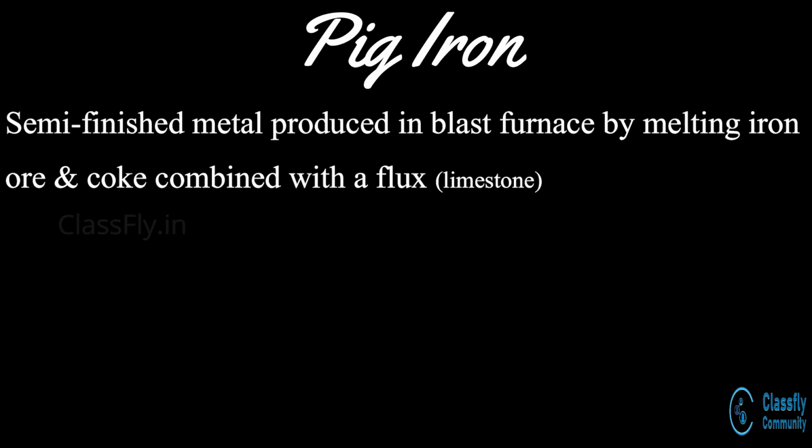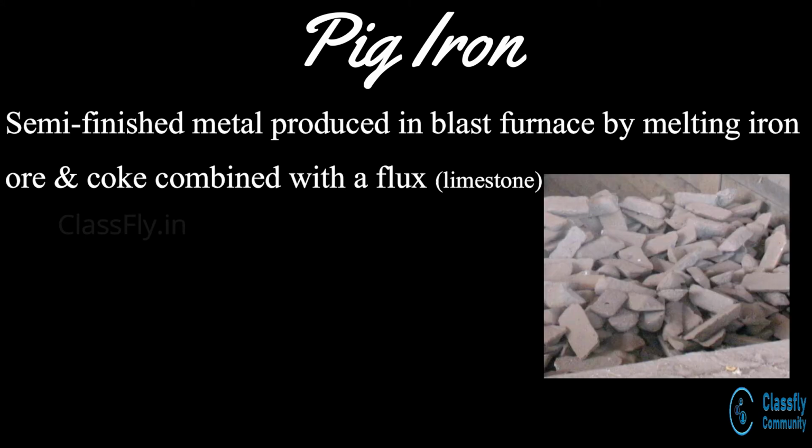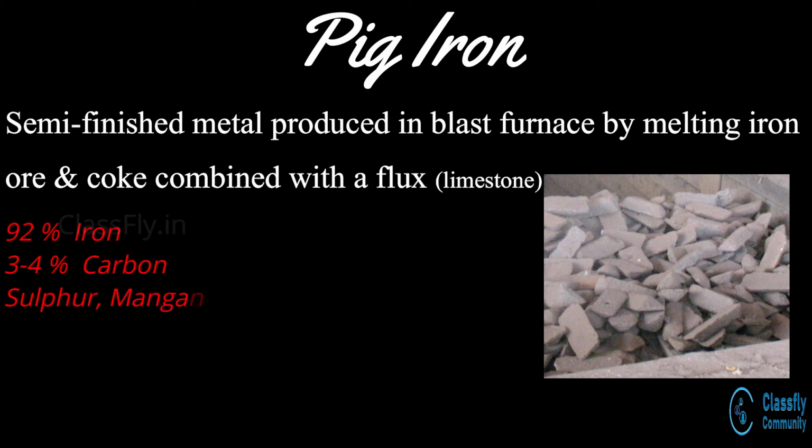First, the pig iron. Well, pig iron is a half-finished ferrous metal which is produced in a blast furnace by melting of the iron ore and the coke, which is combined with the flux agent. The pig iron constitutes about 92% of iron, 3 to 4% of carbon, and small amounts of other impurities such as sulfur, manganese and phosphorus.